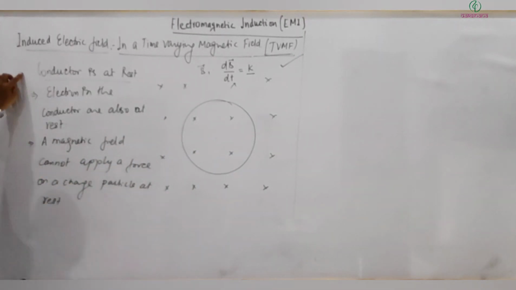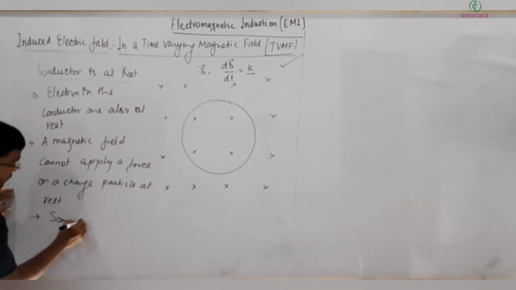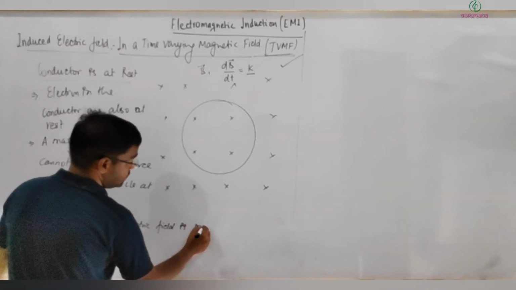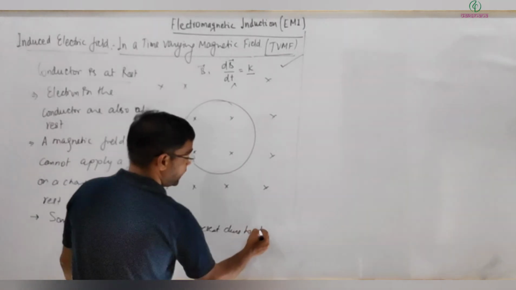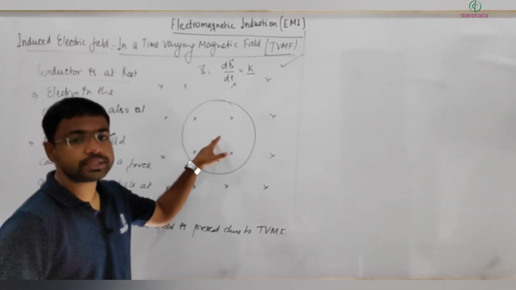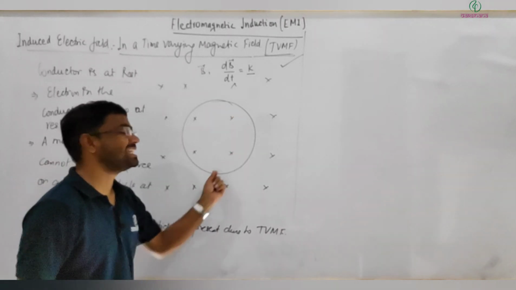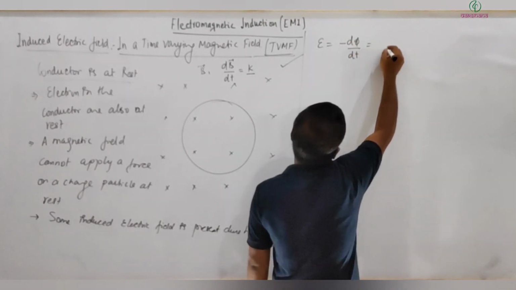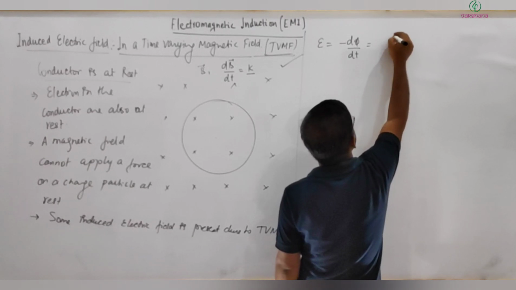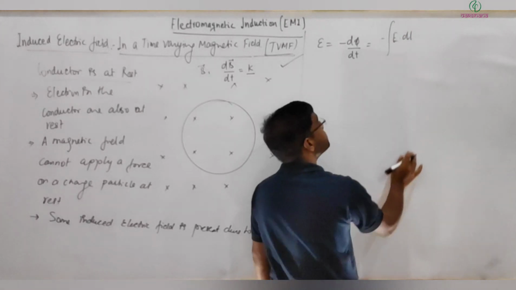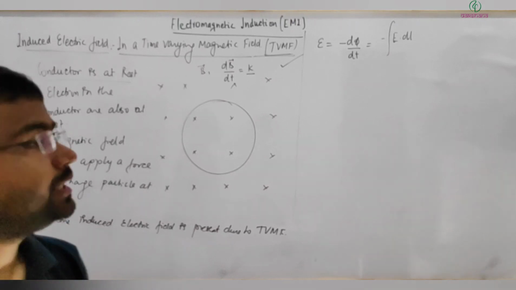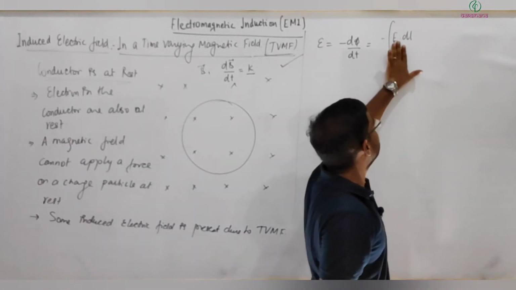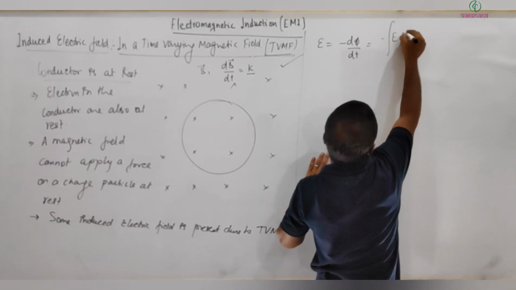So the answer to all these questions is that some induced electric field is present due to the time varying magnetic field, and that results in current in this conductor, EMF in this conductor, and force on the electrons in this conductor. So this can be written as EMF equals minus d phi by dt, by Faraday's law. And the relation between electric field and EMF, where EMF means potential difference and E is the electric field, is that the integral of E dot dl is also equal to EMF.